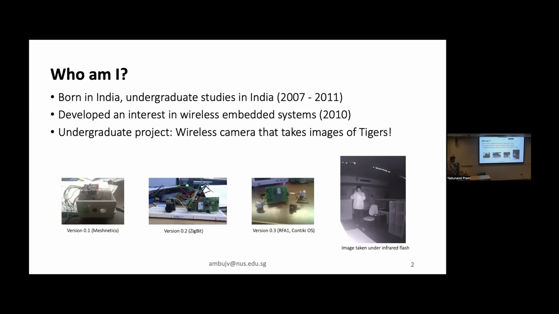And then eventually it became a bit more sophisticated. The cool feature about this device was that it could take images in the dark by switching on an infrared flash. The reason was that you don't want to scare off the tiger or disturb them with the flash. So it was taking images in the infrared region, which is not visible to tigers and humans. That was a project that got me very excited in this area.